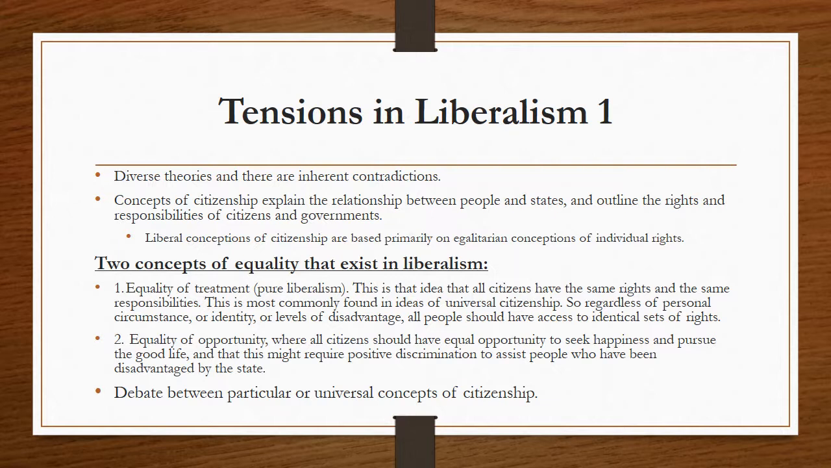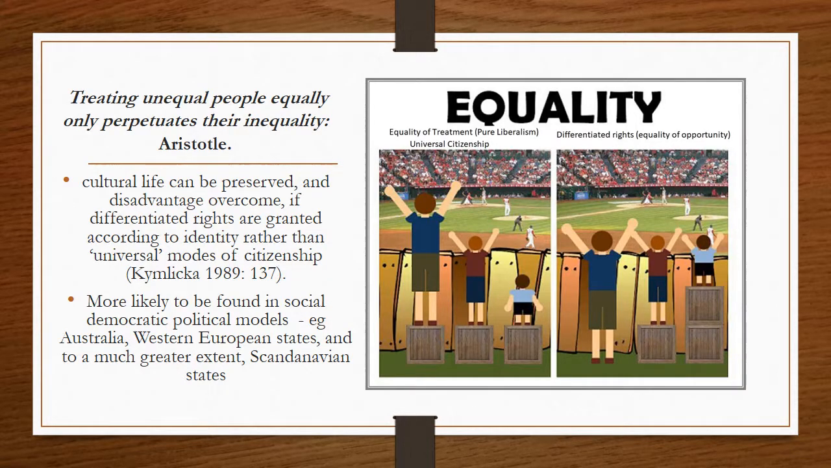Liberalism privileges the individual above groups, and we see this in the liberal conception of the universal basic human rights that are inalienable and exist regardless of other group affiliations that individuals hold. So there are two concepts of equality that exist in liberalism. One is the equality of treatment, which is called pure liberalism. This is the idea that all citizens have the same rights and the same responsibilities. This is most commonly found in ideas of universal citizenship. So regardless of personal circumstance or identity or levels of disadvantage, all people should have access to identical sets of rights.